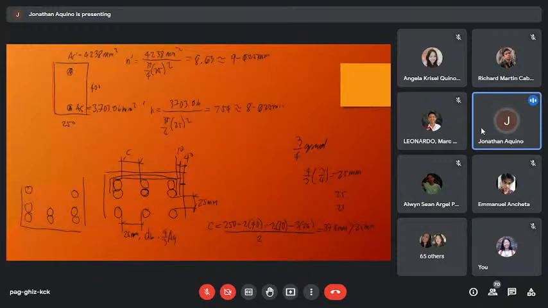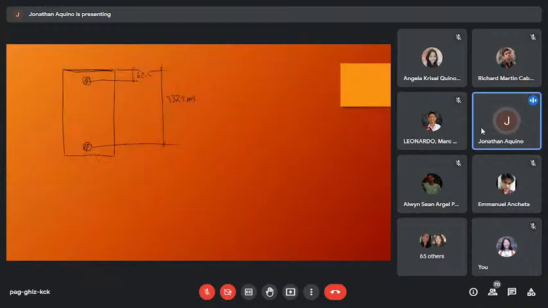Okay. So first, let's check the compression reinforcement. So for the compression reinforcement, we have 1, 2, 3, plus another 3 bars on the next layer. So meron tayong stirrups, meron tayong concrete cover.